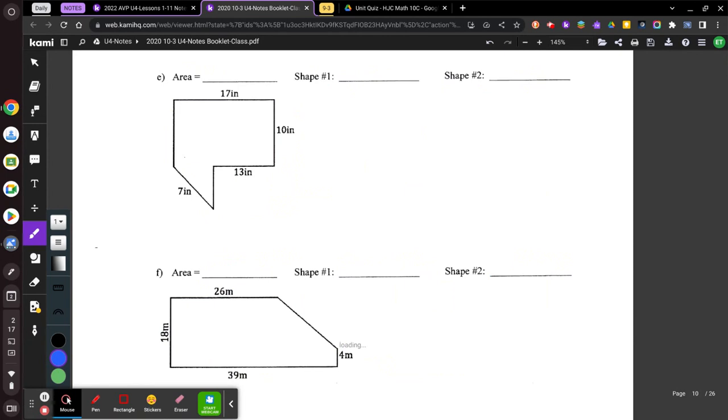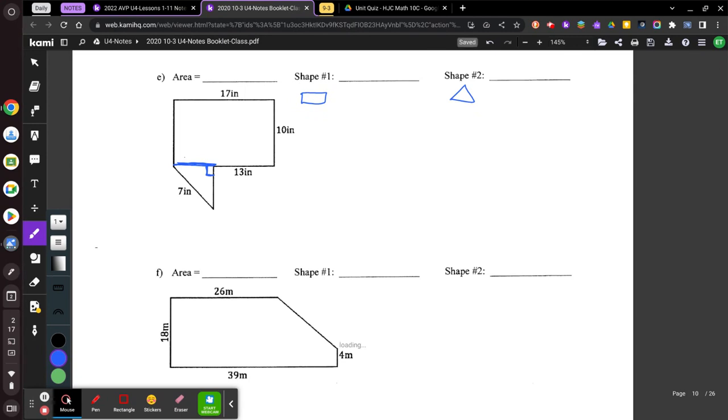So when we look at a question like this, it's a really odd looking object. So what you do is you divide it into the shapes you see. So this guy looks like he has a triangle there. So we have a triangle and a rectangle. So that's exactly what we are going to measure out.